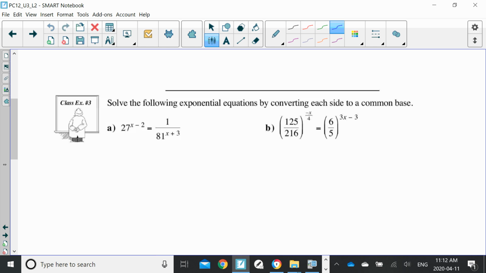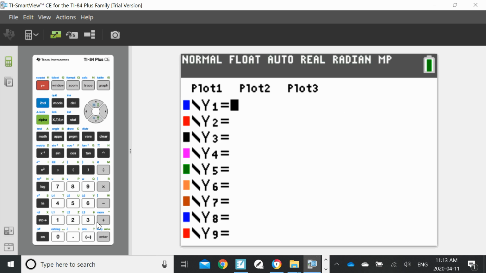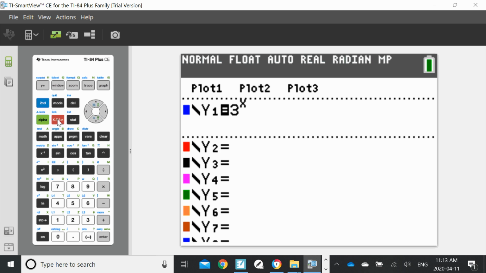So if we were just to look at class example 3A, we need to get 27 and 81 the same base. So you would look at, for example, base 2, and you can't get to the number 27. Then you would go to base 3, right? And you'd say, okay, can I convert base 3 to the number 27 and 81? So on my calculator, I would go to y is equal to, put in whatever base you're checking, and remember it's 3 to the power of x.